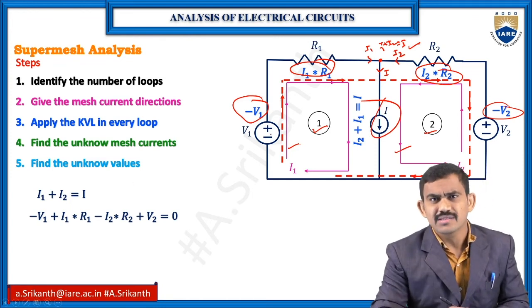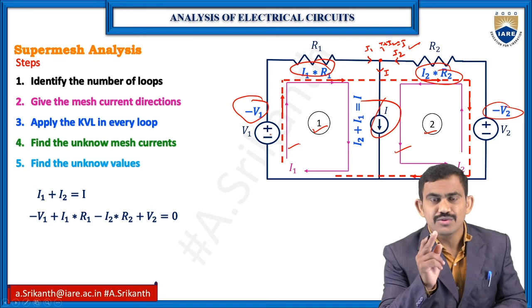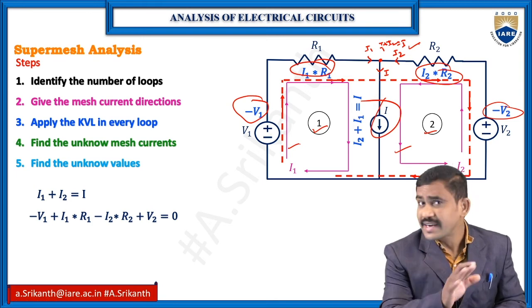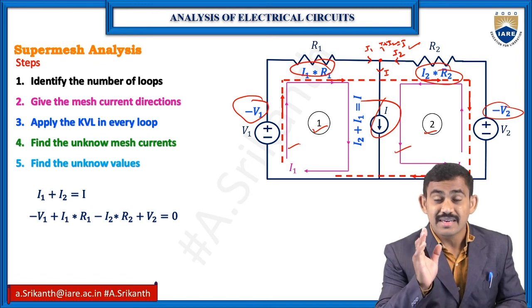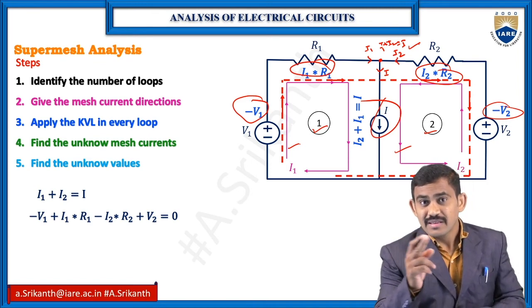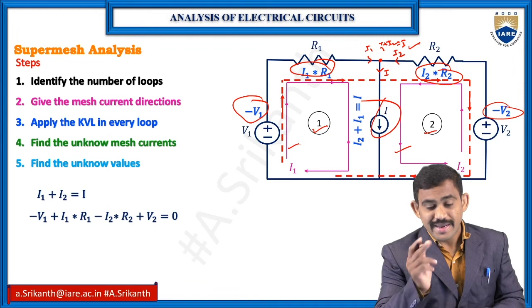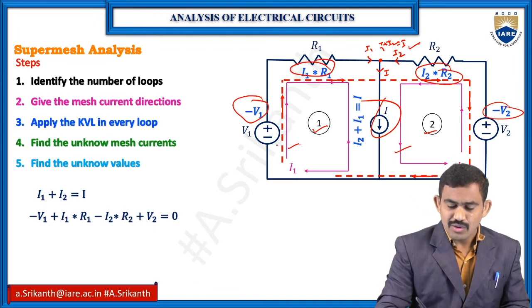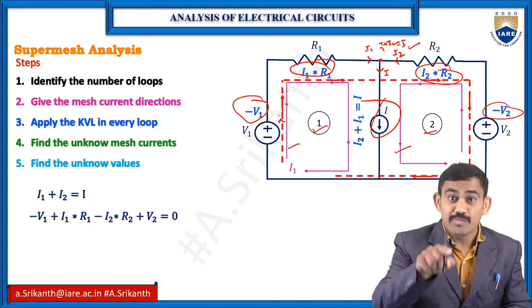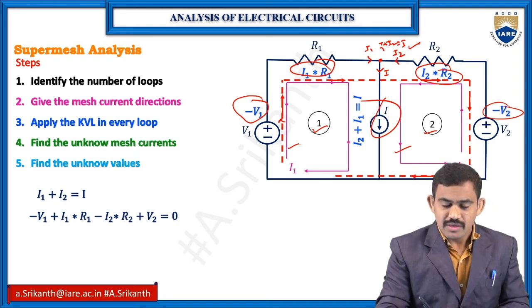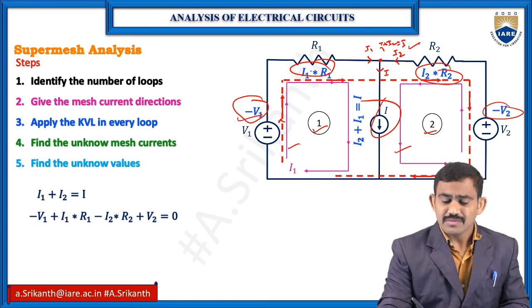And what is the loop direction? Your wish. You can take any direction. There is no condition for loop direction, but the sign, plus or minus, depends on the direction. Here I take loop 1 direction, and the loop 1 direction and super loop direction are both the same now. So minus V1 is as it is, and here also the I1 value is as it is.